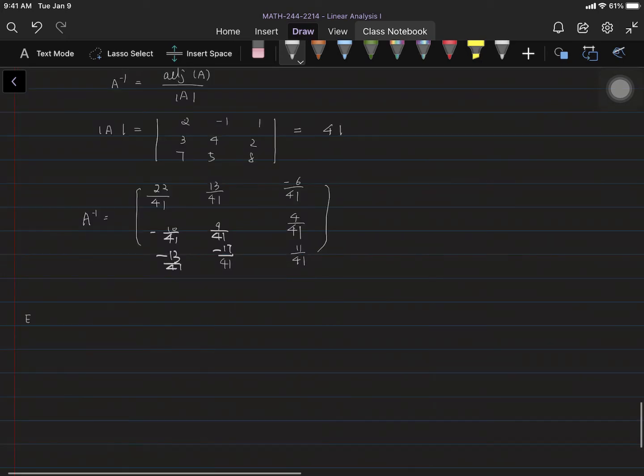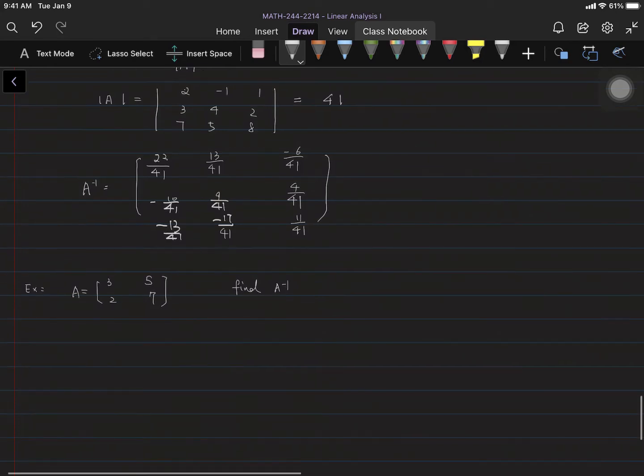Here, let's take a look at a quick exercise problem. Let's do a 2 by 2, okay? 3, 5, 2, 7. Let's find the inverse matrix by using the adjoint method. Please try this by yourself. I'm going to give you the solution here. I like to calculate the determinant first. So 21 minus 10, which is 11.